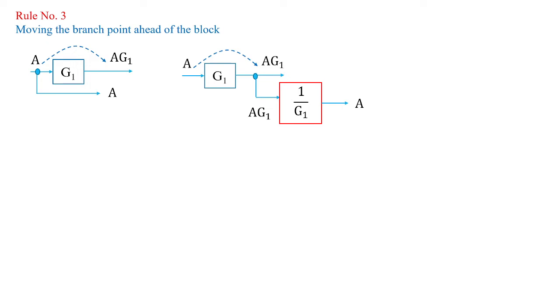Let us go with another rule. And what is the conclusion of this rule number 3? That the branch gets divided by the block parameter after shifting from left to right.